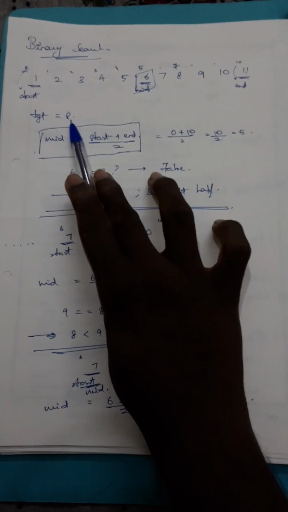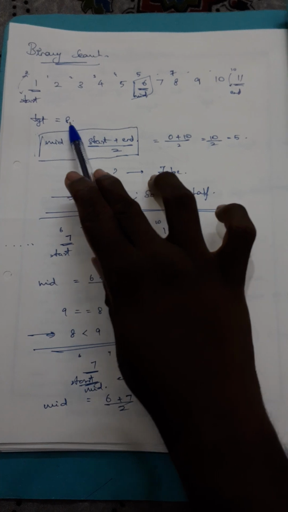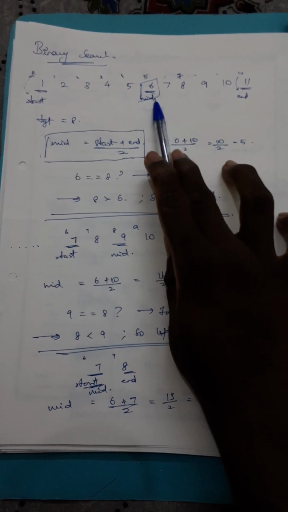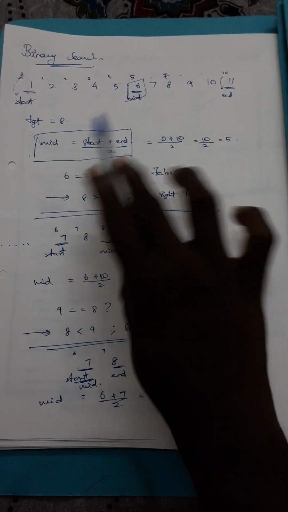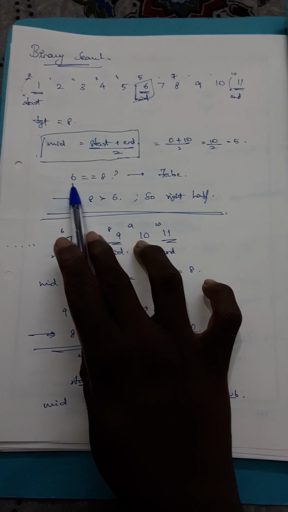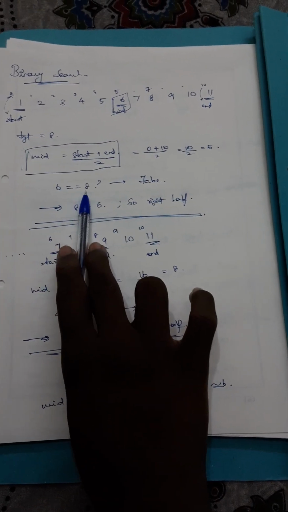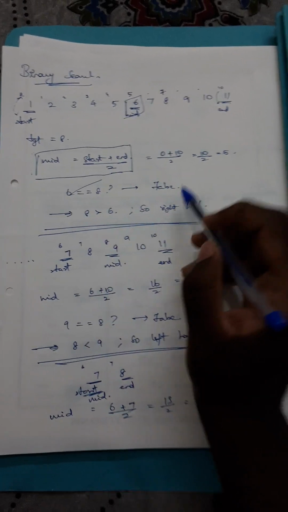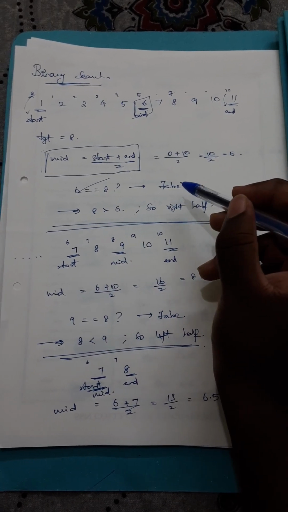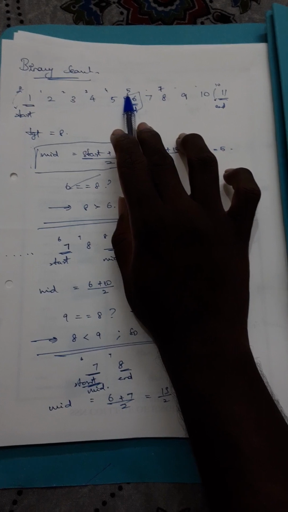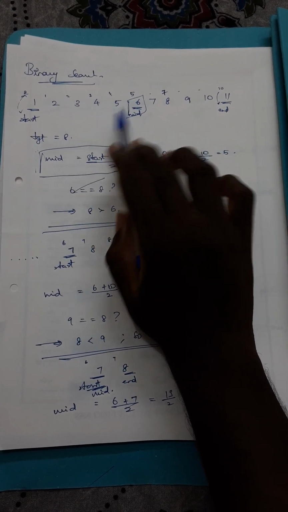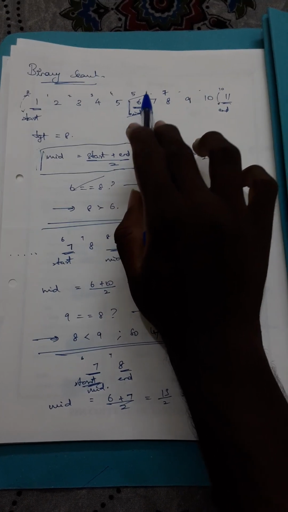Now the target would be compared with the mid value. So let's compare 6 and 8. 6 is the mid value and the target is 8. Is 6 equal to 8? 6 is not equal to 8. That is false. If 6 were equal to 8, your binary search would end right there, saying the element is found in the fifth position. That is if the target was 8 and this was supposedly 8, but it is not 8.